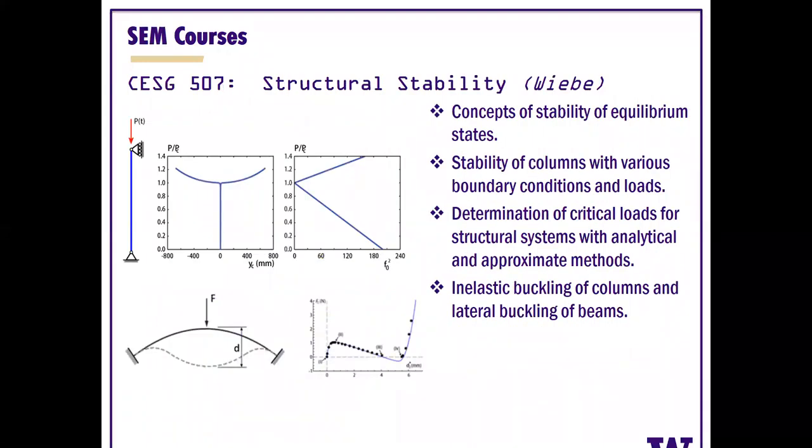Here's another class that I teach, structural stability. I remember when I was an undergrad student, I had heard of buckling, Euler buckling, pi squared EI over L squared, something like that, effective length factors. Well, stability and buckling is way deeper than that. It means a lot more than just buckling of struts. What about buckling of frames? What about buckling of 3D frames and 3D trusses? So this class covers those topics.